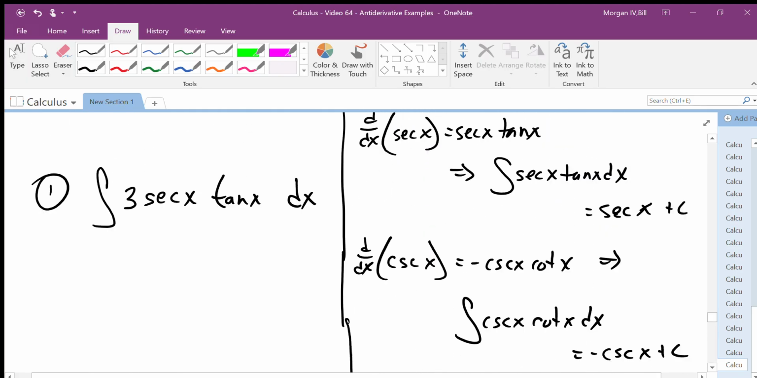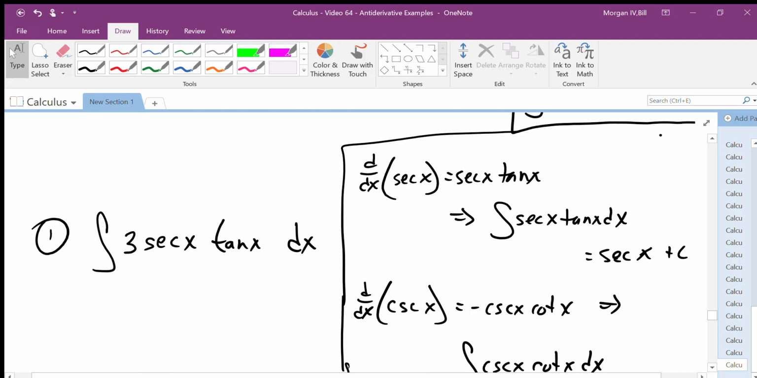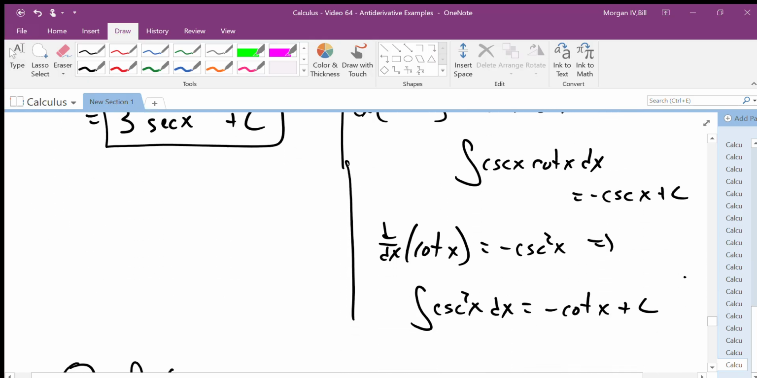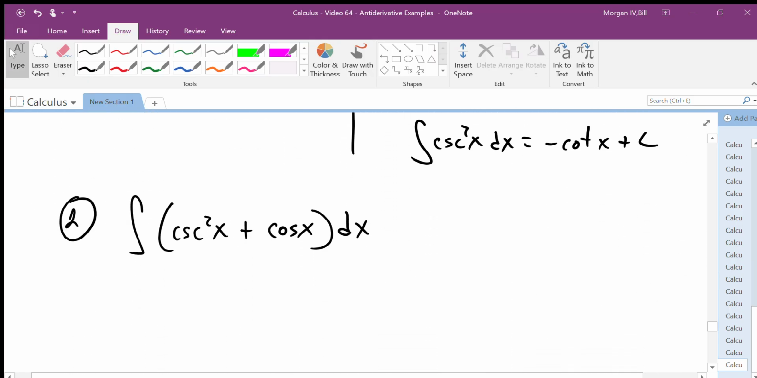Right, so here we have the integral of 3 secant x tangent of x. So you're asking yourself, what trig function has a derivative of secant x tangent of x? Well, that trig function is secant of x. And then you do the plus c. The 3 just hangs out. Right? Because the derivative of 3 secant of x would be 3 secant of x tangent of x.